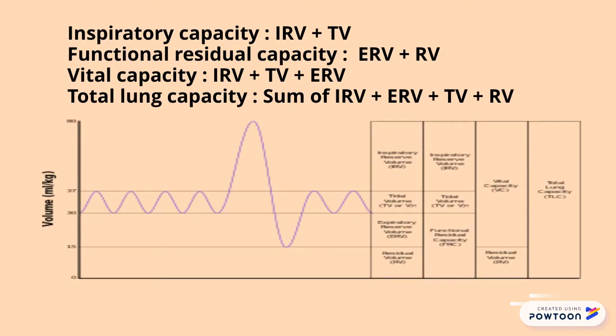Inspiratory capacity is IRV plus TV. Functional residual capacity is ERV plus RV. Vital capacity is IRV plus TV plus ERV. And the total lung capacity is the sum of IRV, ERV, TV, and RV.